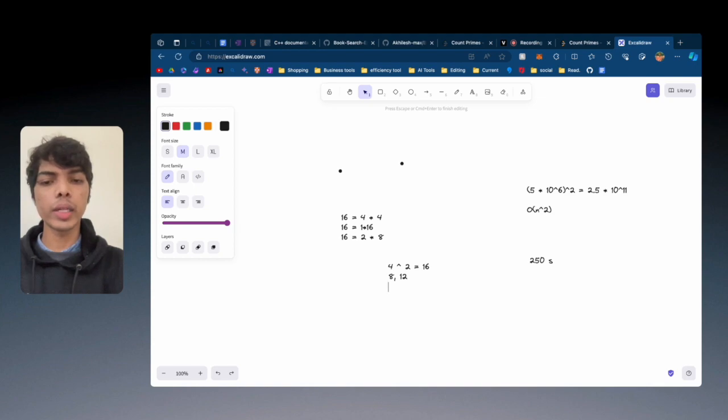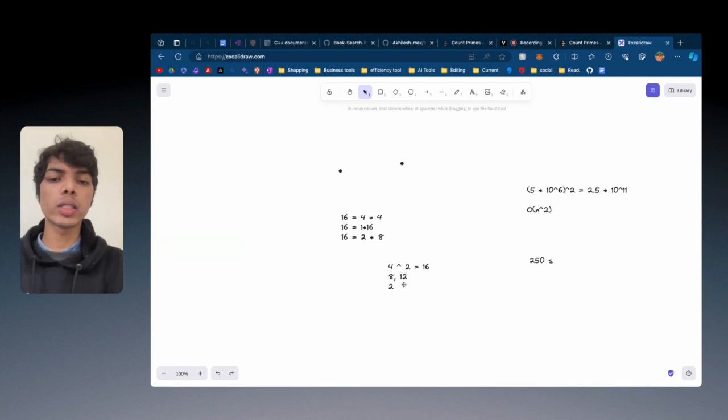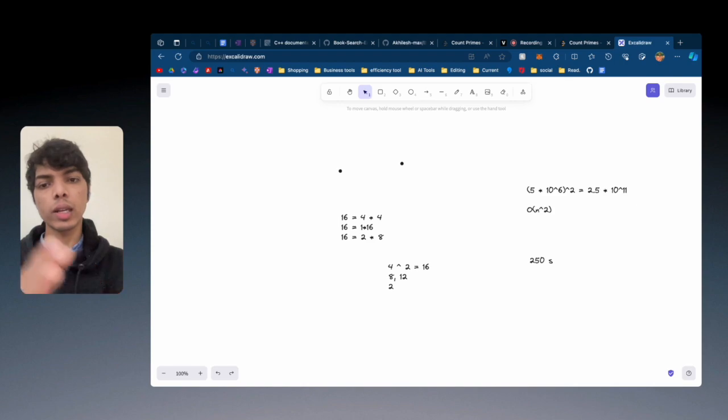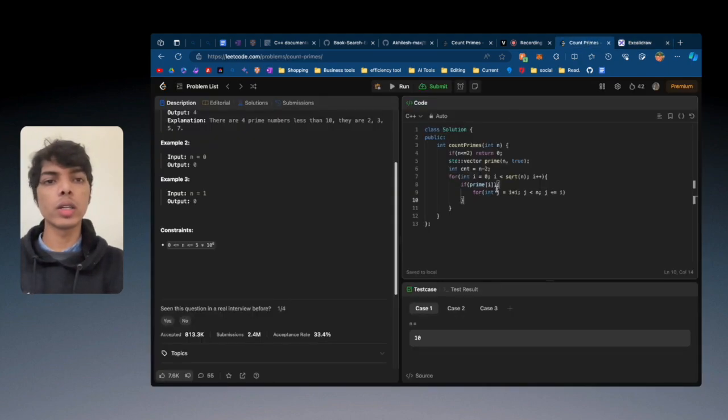Are they not already being taken care of by 2? Obviously, 2 4s is 8 and 2 6s is 12. So when we find the multiples of 2, it would set the element 8 to non-prime and the element 12 to non-prime. So we can directly start from the square of that number, because all the numbers which are less than the square of that number and are multiples of that number would already be taken care of by the smaller numbers below it. That's the reason we initialized the value of j as i square.